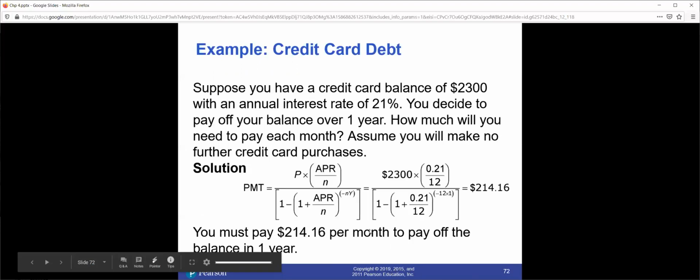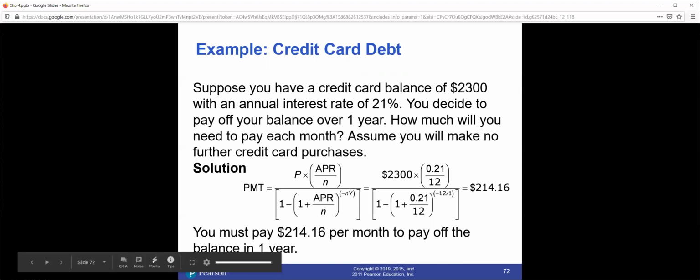So, notice, again, take a second, pause the video if you want. That's the same equation, right? So, suppose you have a credit card balance of $2,300 with an annual interest rate of 21%. Big interest rate, right? Bigger than we've seen previous. You decide to pay off your balance over the course of a year. How much will you need to pay each month, assuming you make no further credit card purchases?